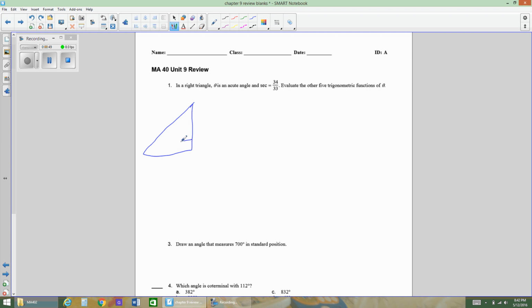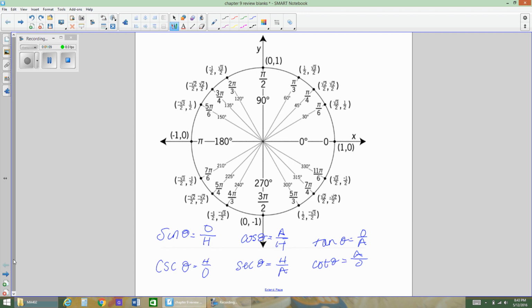Here's my right triangle with 2 acute angles. And I'm going to put theta anywhere I want, so I'll put it right here. There's my theta. Now, it says secant is 34 over 33. So before I can do anything, I need to remember what secant is. Now, lucky for me, I have my cheat sheet in front of me. And I know that secant goes with cosine. It's the reciprocal. So since cosine is the adjacent over the hypotenuse, that means secant is the hypotenuse over the adjacent.